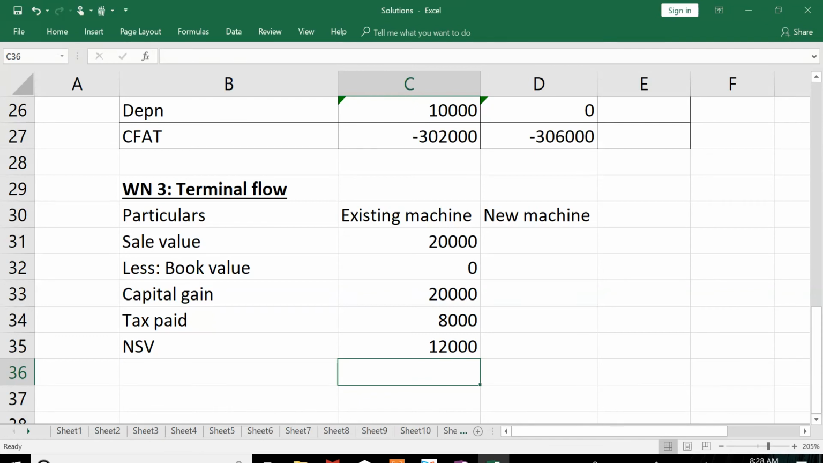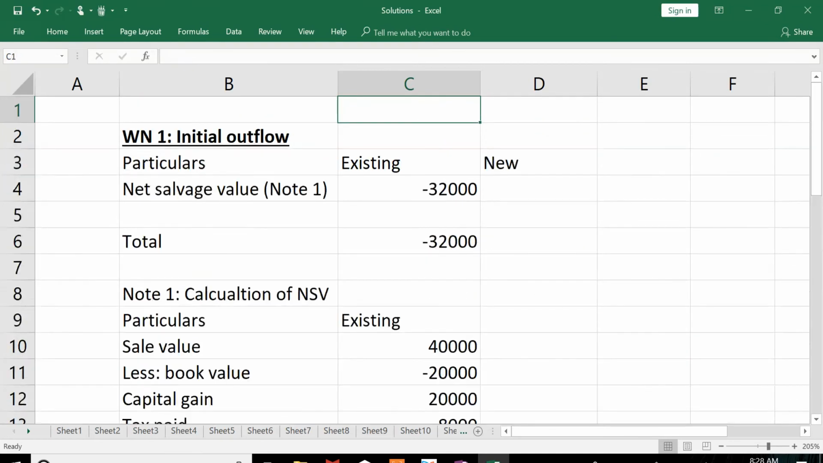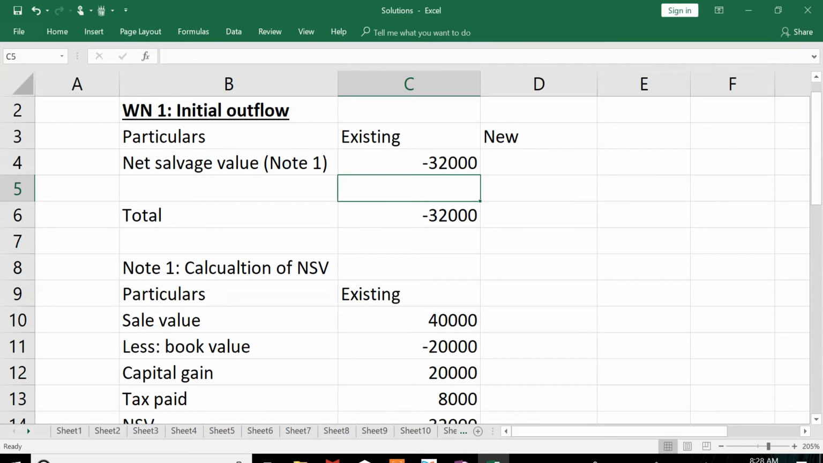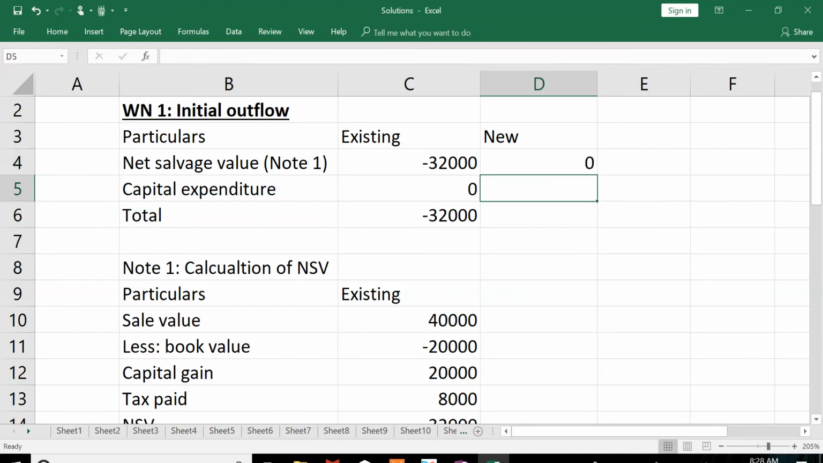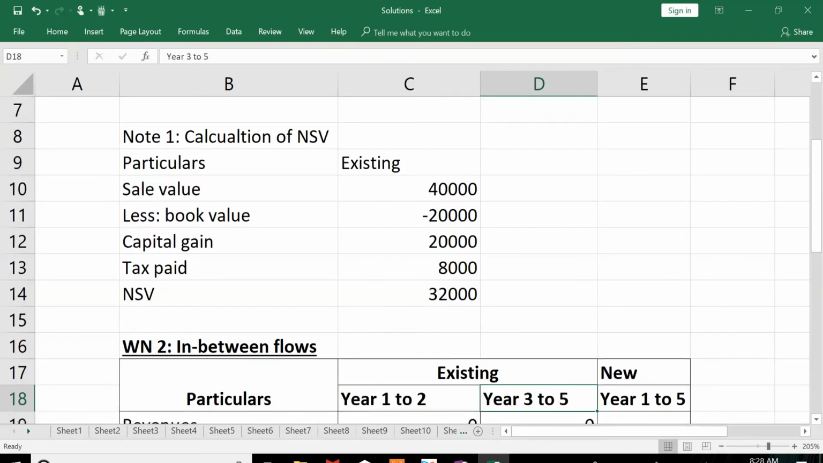Now we'll go back to working note 1. Any doubts on this? In that line gap, what will you write? Capital expenditure. How much? 10 lakhs capital expenditure.